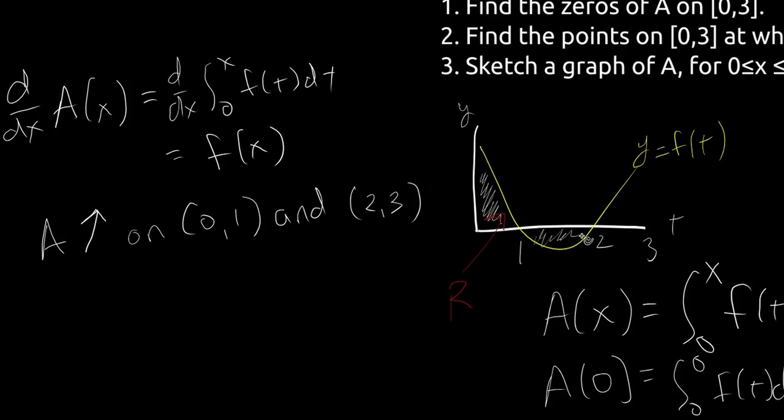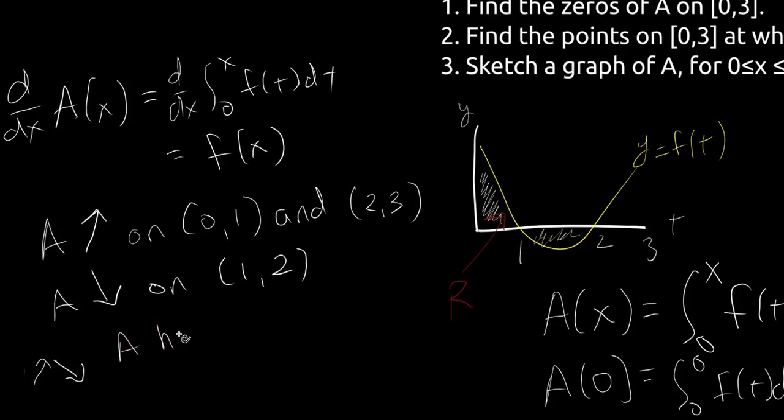And whenever the graph of f is below the t-axis, f is decreasing. No, I take that back. F is negative, which means the area function is decreasing. So between 1 and 2, area function is decreasing. So what happens as x passes 1? The area function was increasing and then it was decreasing. Increasing, then decreasing. That means there's a local max. A has a local max where? X equals 1.